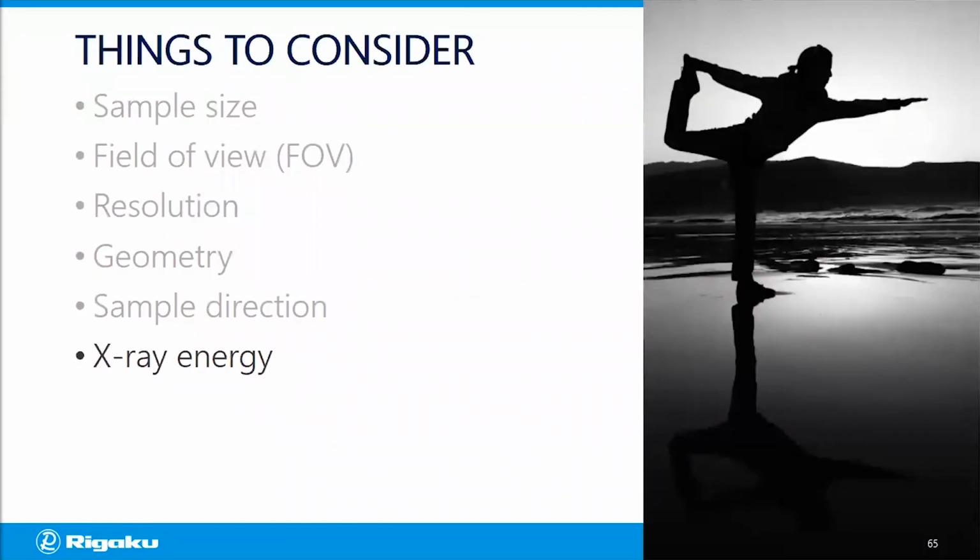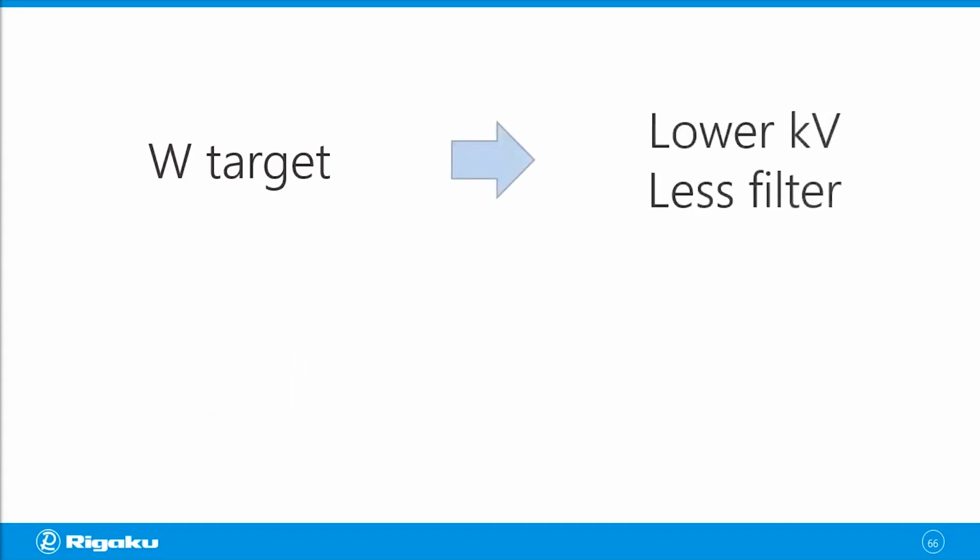Now let's take a look at X-ray energy. You could have either a tungsten target X-ray source, or you could have selectable targets. We're using the cone beam geometry for this salami experiment, so most likely that means you have a tungsten target. That means our strategy is to lower the kV, the applied voltage, and use less filter.